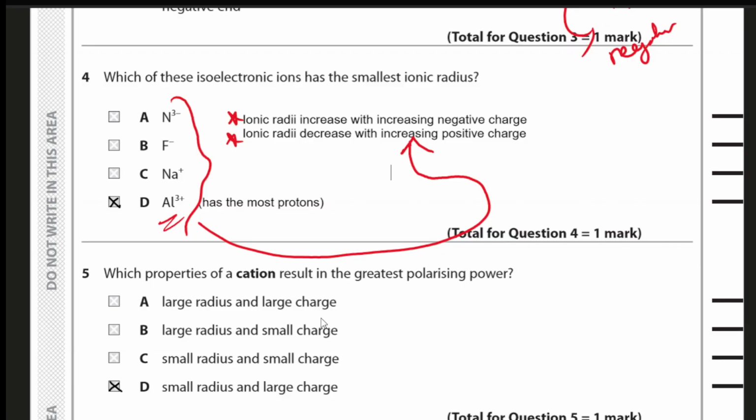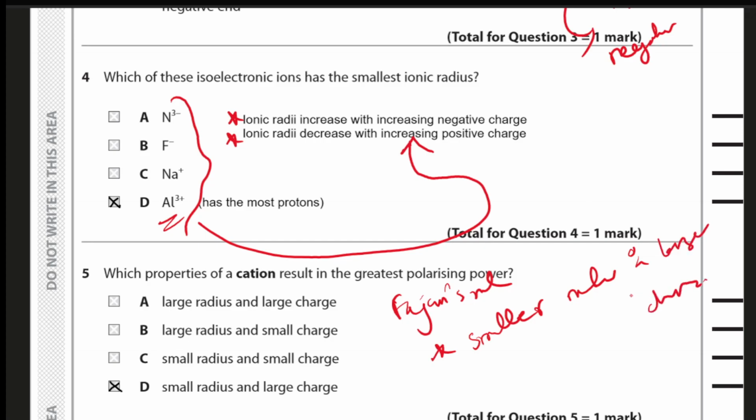Now the next part is, which properties of a cation result in the greatest polarizing power. Now according to Fajan's rule, what do we know about Fajan's rule? We know that a smaller radius and larger charge of the cation results in greater polarizing power, and that is correct, because if you check out the formula, charge by r squared is the charge density formula. So with a smaller radius and with a higher charge, the charge density increases. So if the charge density increases, in turn the polarizing power of that specific cation also increases. That is why the answer would be D.